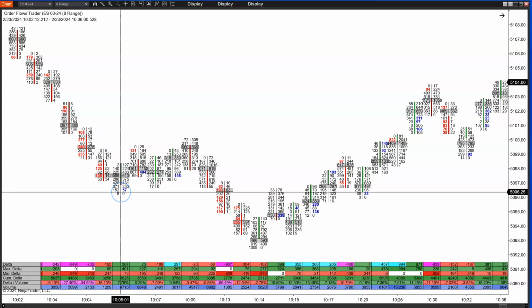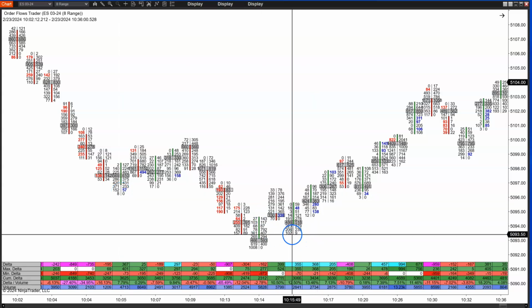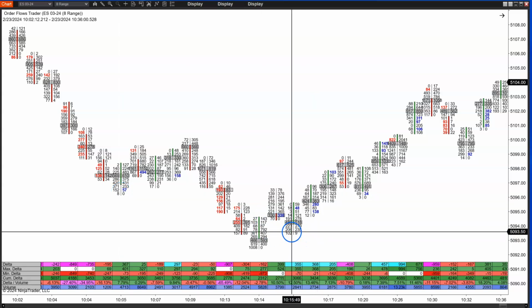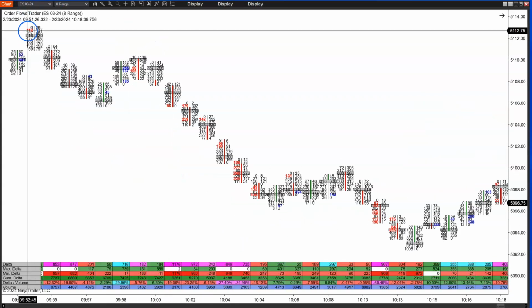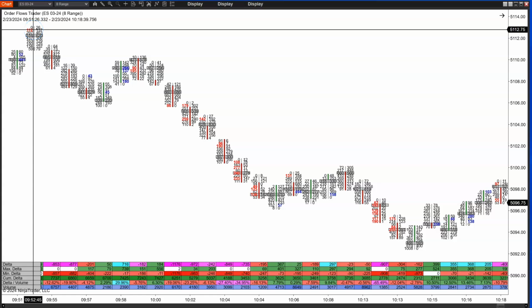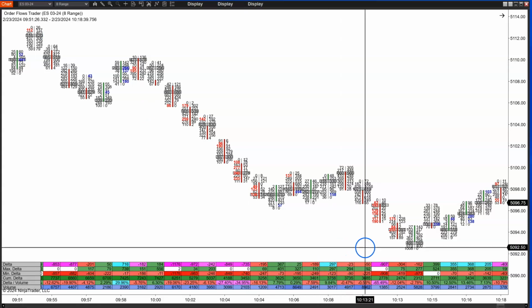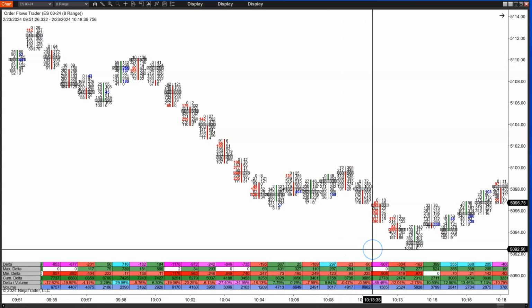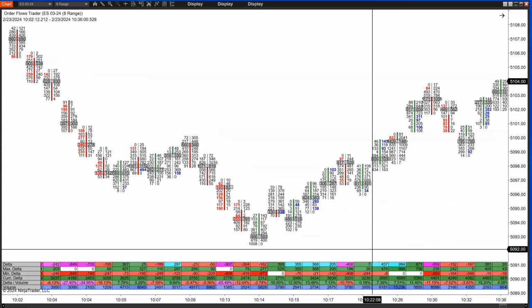Here, 8. Is that a stopping volume? No. People say, what about this? 102? No, it's not at the end of the move. This is the move, right? We just sold off. That was at 1014, 1015, 950. We were trading 51.12 and 3/4. We sell off 20 points, and boom, it stops. That is what stopping volume is.